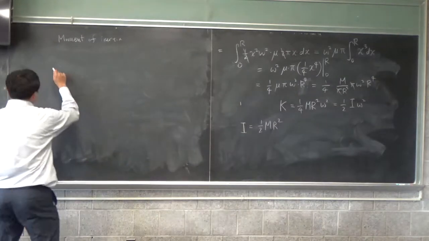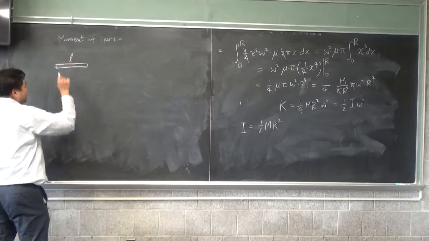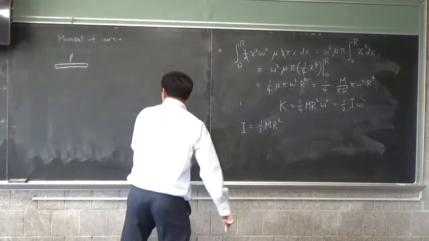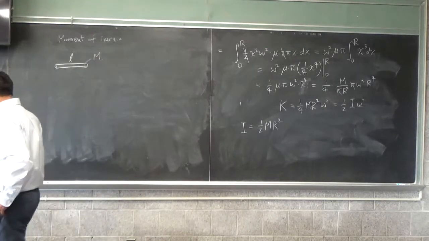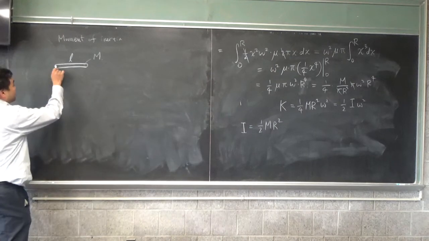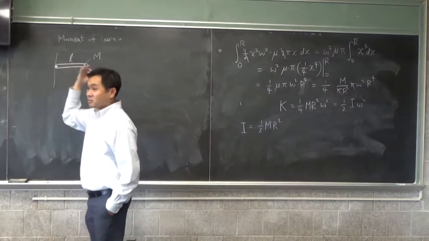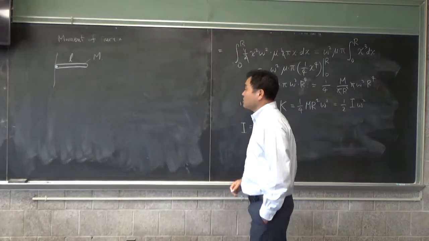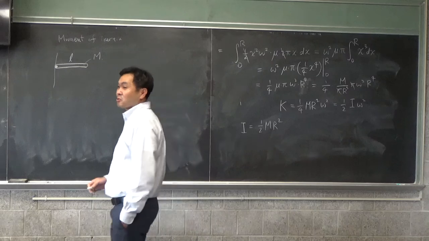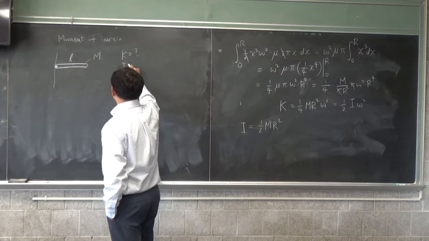All right, let's say you have a rod that's very thin, and the length is L, and its mass is, again, capital M. Let's assume that it's rotating around the endpoint. So you're rotating like this. If that's what's happening, what is the kinetic energy and inertia? That's the problem.